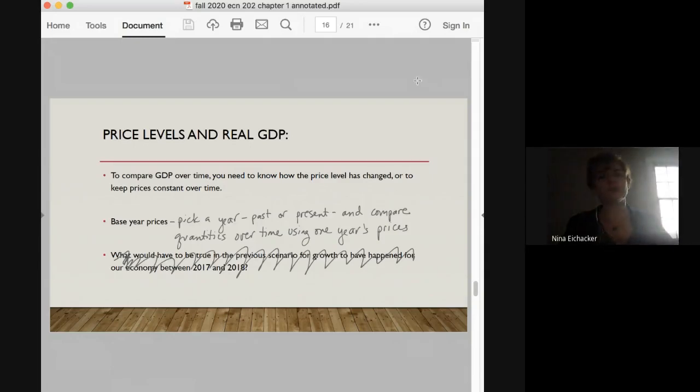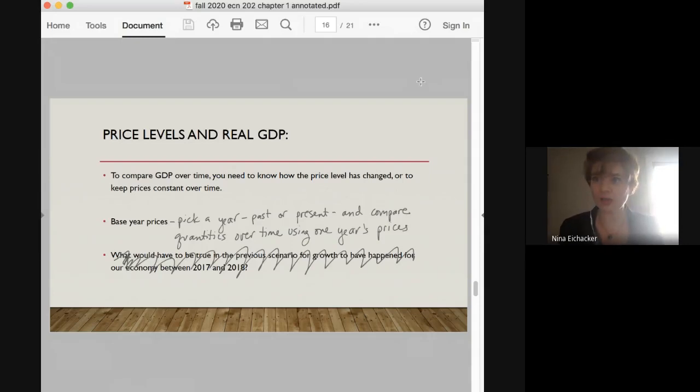Price levels and real GDP. Okay, so what's the difference now between nominal and real? Well, nominal refers to the fact that we see a price on a given good. Year to year, that price may stay the same, that price may change.